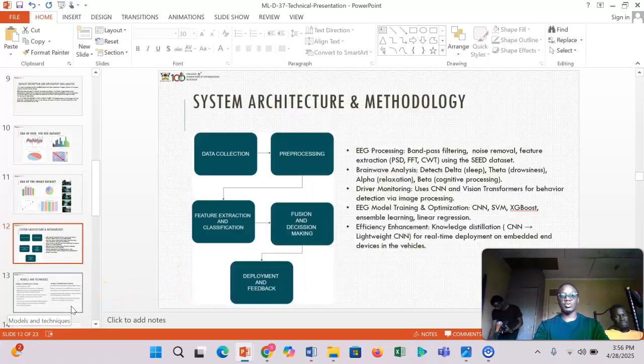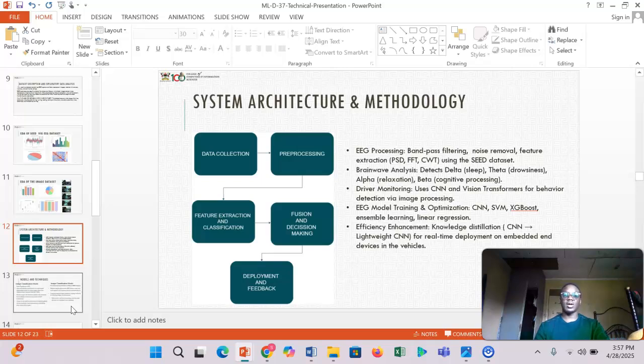So moving on, I'm going to talk about the system architecture and the methodologies that we used. Here is a pipeline showing our system, how our data flows through it, and how it is supposed to work. We start with data collection: the image collection, and the EEG collection of signals through the electrodes on the head, and the camera that is mounted on the dashboard of the vehicle.